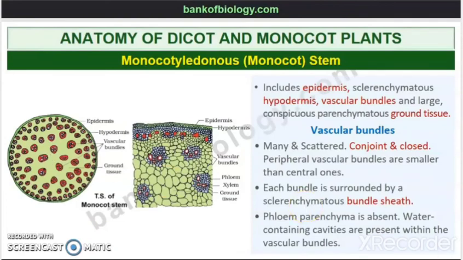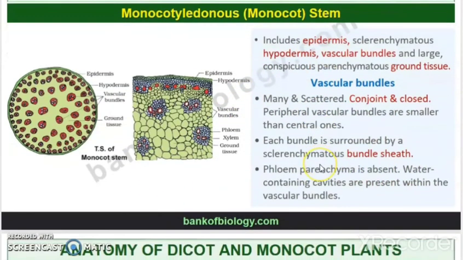Clear, children? Can we move on to the next part, which is called dicot and monocot leaf? Can we carry on? So all other things are very similar in dicot and monocot plants, but there are a few differences, like there are many and scattered vascular bundles, they are conjoined and closed, and peripheral vascular bundles are smaller than the central ones, and each bundle is surrounded by a sclerenchymatous bundle sheath, and phloem parenchyma is absent. Water containing cavities are present within the vascular bundle.